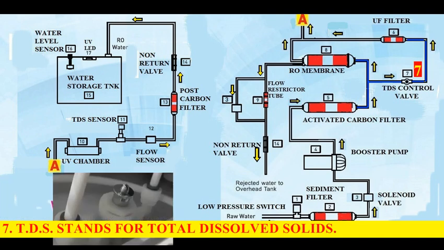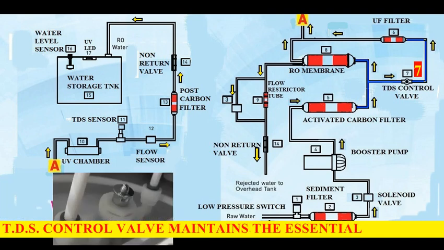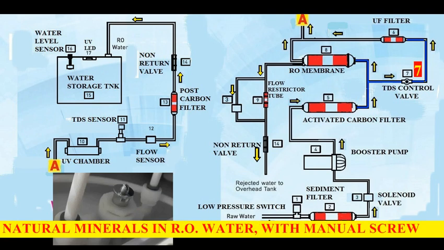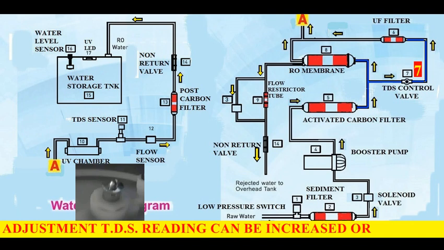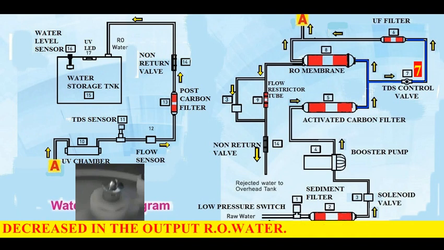Number 7, TDS stands for total dissolved solids. TDS control valve maintains the essential natural minerals in R.O water. With manual screw adjustment, TDS reading can be increased or decreased in the output R.O water.